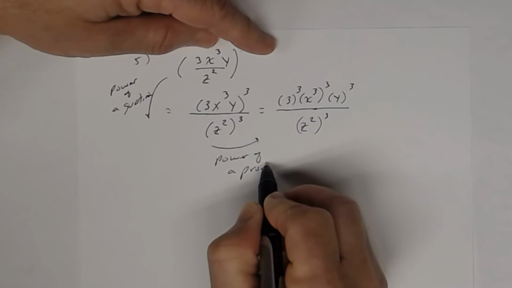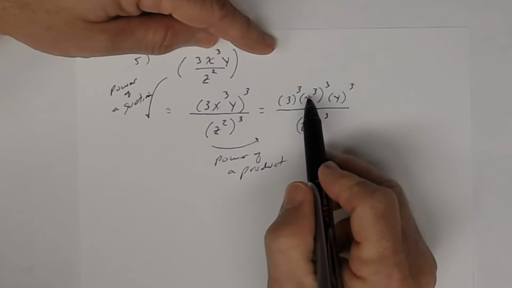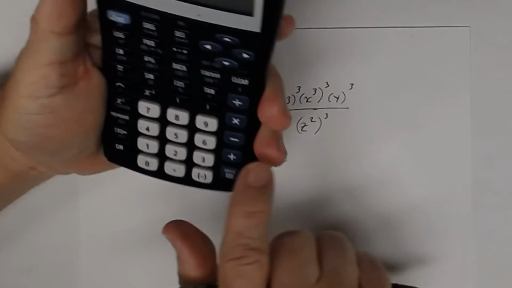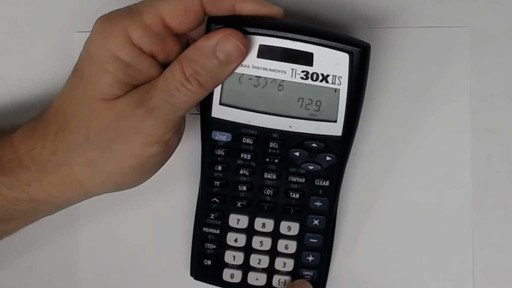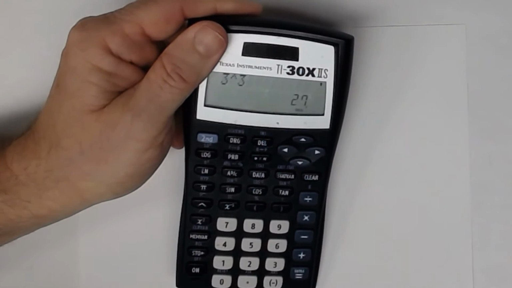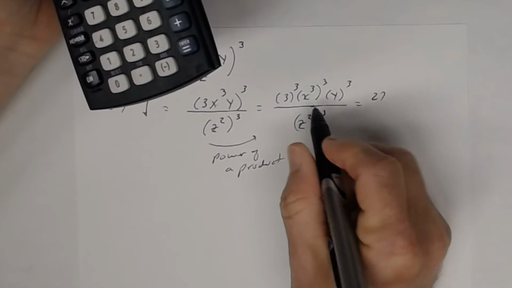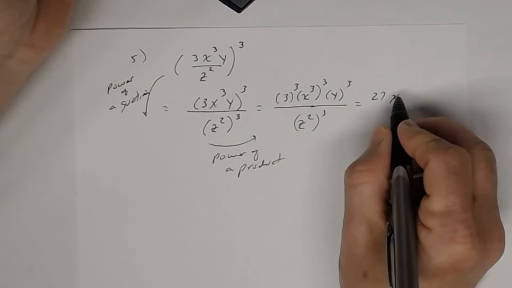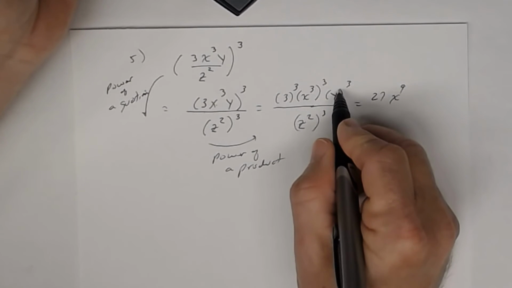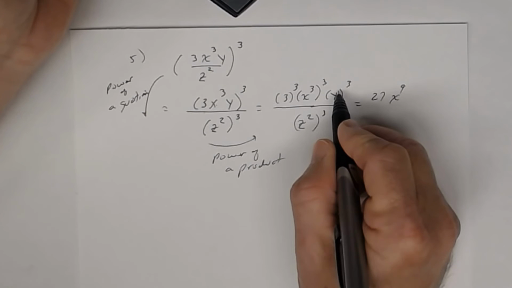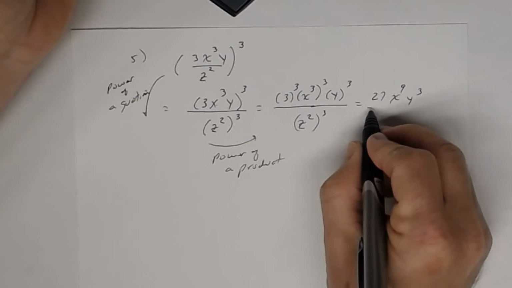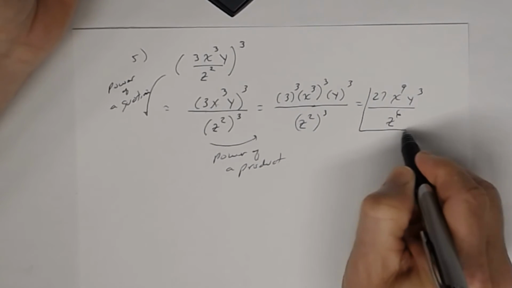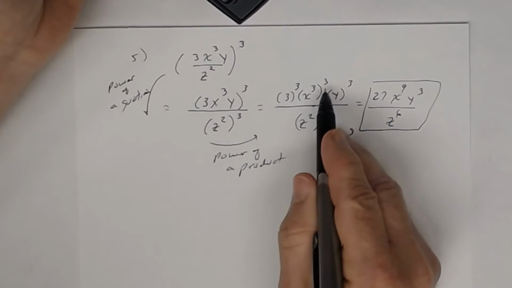Now what I'm going to do is use the power rule. First of all, 3 to the third power is 3 times 3 times 3. 3 times 3 is 9, 9 times 3 is 27. So 3 raised to the third power is 27. x cubed raised to the third power, using the power rule, 3 times 3 is 9, so that's x to the 9th power. And the exponent on y inside the parentheses is understood to be an implied 1. 1 times 3 is 3, so that's y cubed, divided by, and then using the power rule here, 2 times 3 is 6, so z to the 6. And that's it. There's your answer. So to go from here to here, I had to use the power rule.